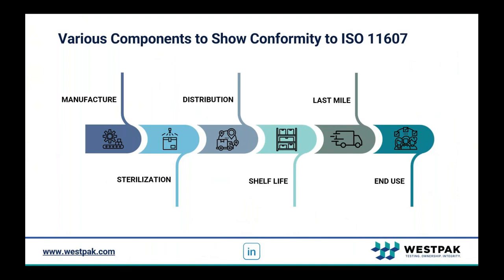ISO 11607 has a lot of different components. It has a manufacturing component. It talks about sterilization. It talks about distribution. And then it talks about shelf life, which is what we'll be focusing on today. And then the last mile. And then when your customer opens it up, either in the operating room, in the doctor's office, or at their home, is the product still sterile? How do you make sure that that shelf life, when you say it's 2 years of shelf life, is actually reasonable and accurate?